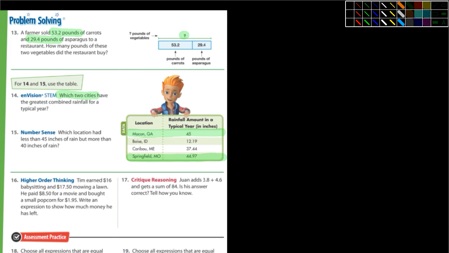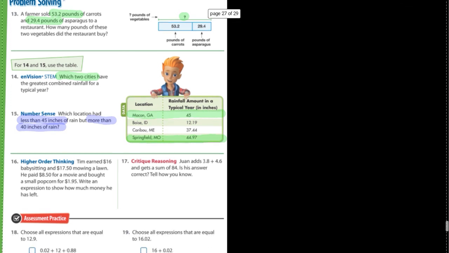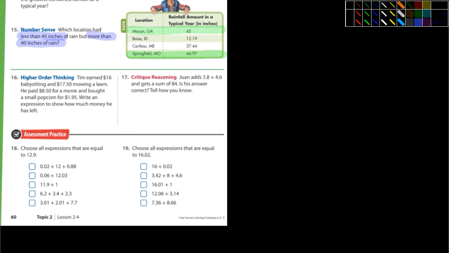Then I'm looking at number 15, it says, which location has less than 45 inches of rain, but more than 40 inches of rain? One of them has less than 45, but more than 40. You got to figure that out. All right, let's move down a little bit here. A couple more to look at.